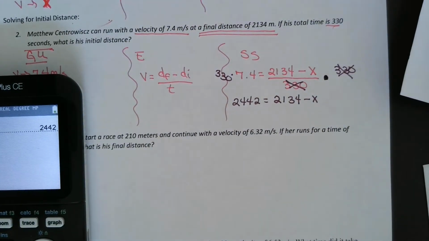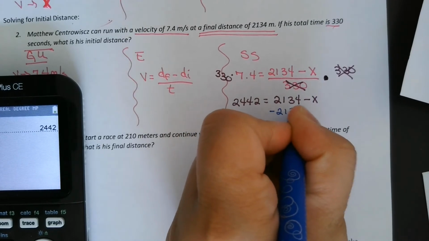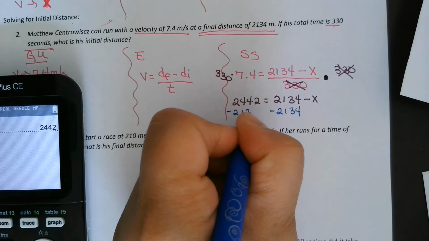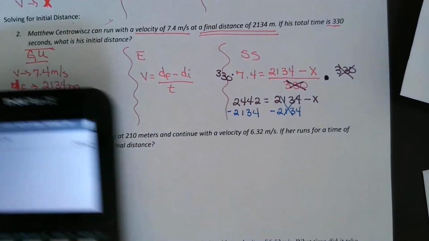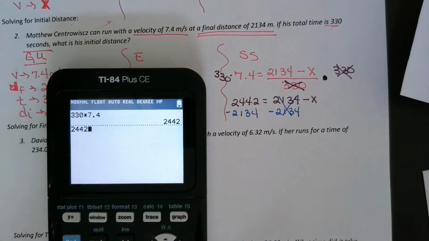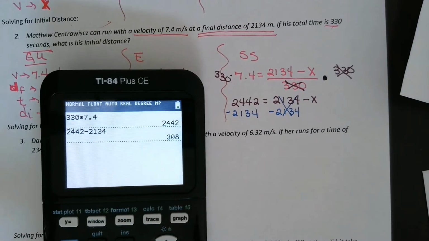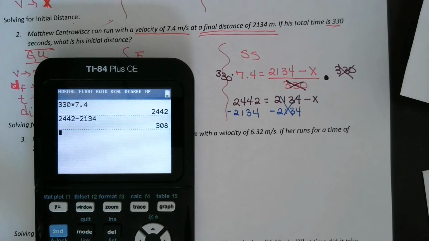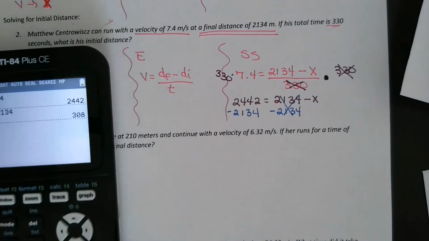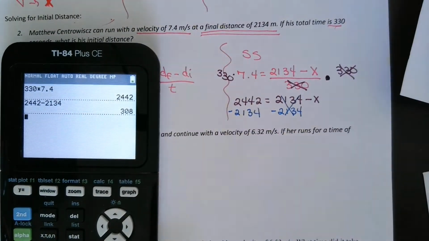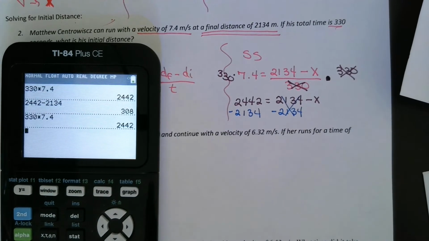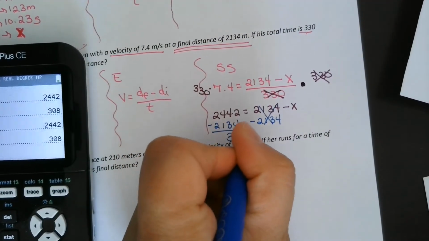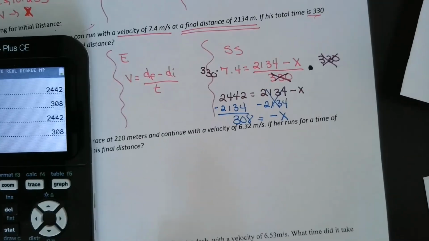Minus 2,134. Get rid of this side. So I already have that number, 2,442 minus 2,134, and I have negative X equals 308. So this person started in the negative direction, right?